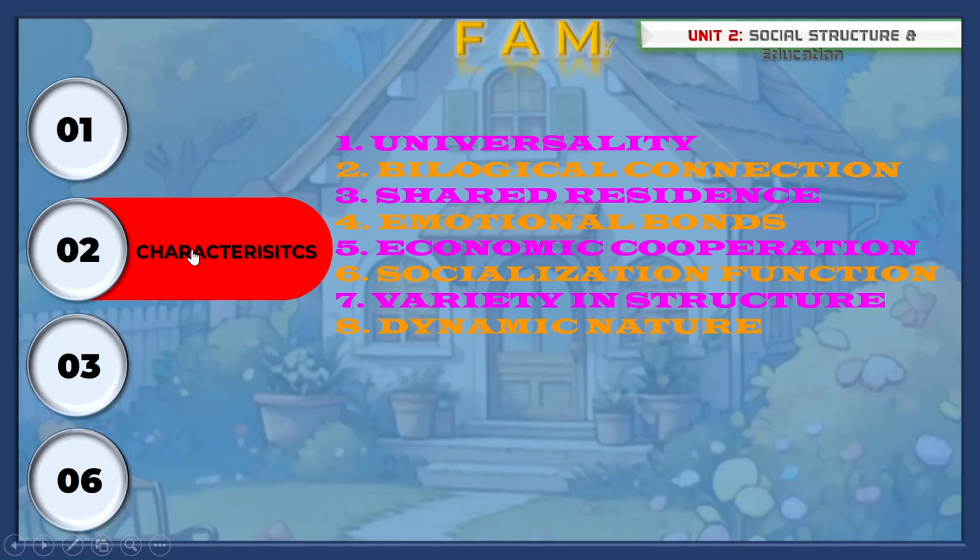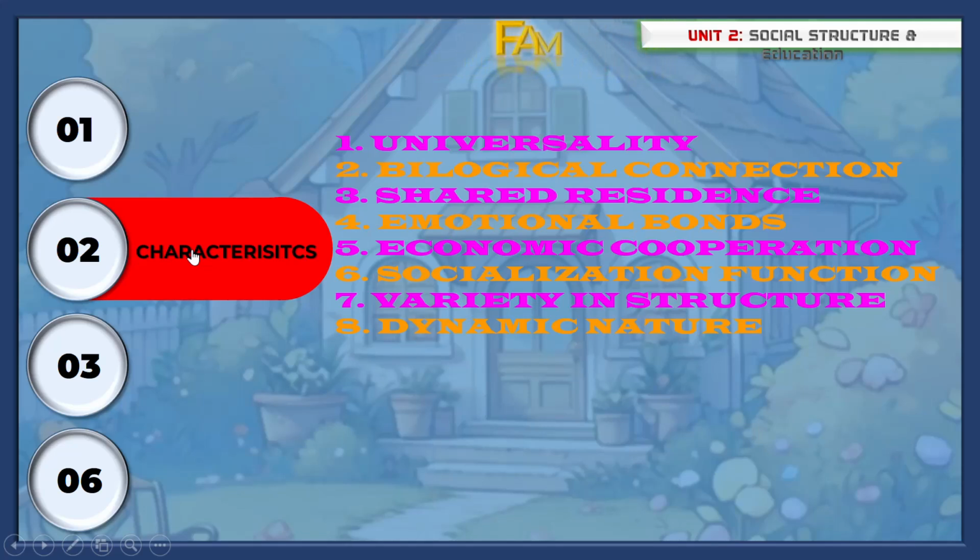Biolocal family, in this type of family after marriage the married couple change their residence alternately. Then neolocal family, after marriage when a newly married couple establish a new family independent of their parents and settle in a new place. So next, fourth one is emotional bonds.